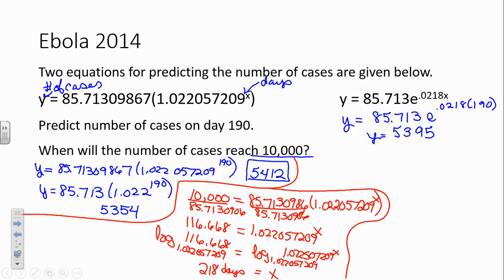So let's do the other side of it. Now we want to say 10,000 is 85.713 e to the 0.0218 x. How do we solve that one for x? Divide again, right?